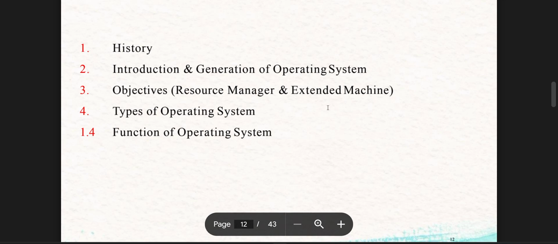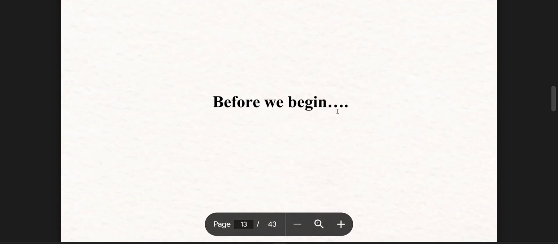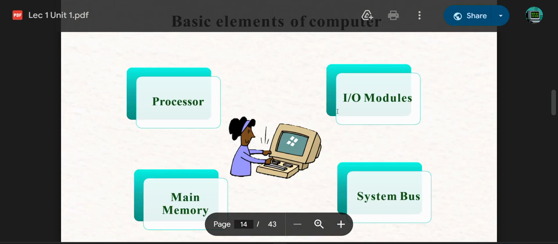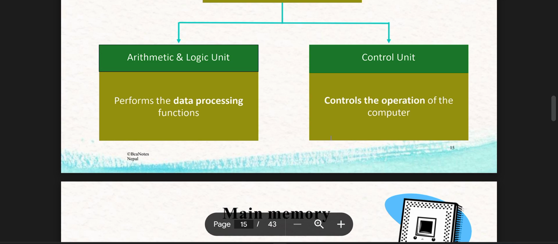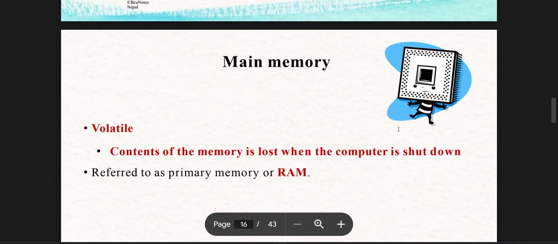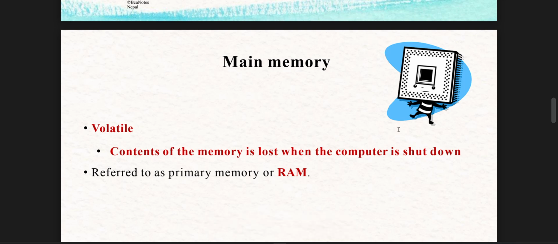Now we are going to discuss the history of the operating system, basic elements: processor, I/O modules, main memory, system bus. The processor is referred to as a central processing unit, with an arithmetic logic unit and a control unit. It performs data processing functions and controls the operation of the computer. Main memory is volatile: the content of the memory is lost when the computer is shut down. It is referred to as the primary memory, RAM.